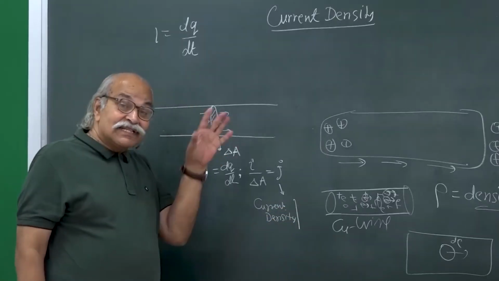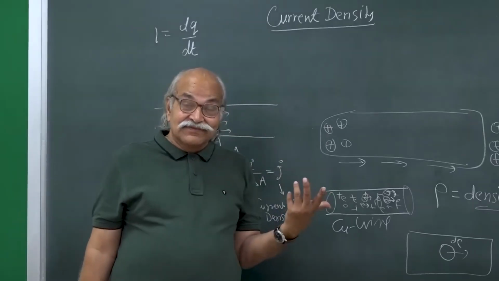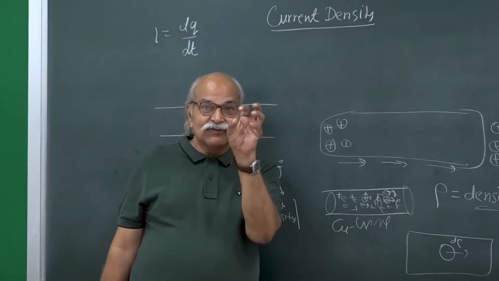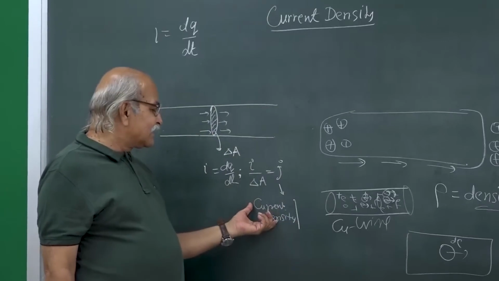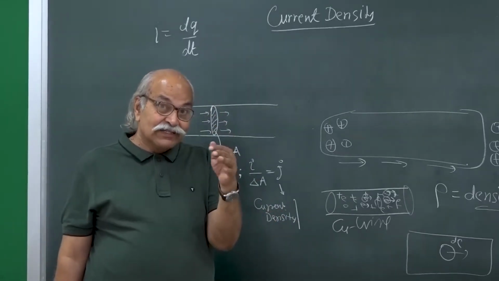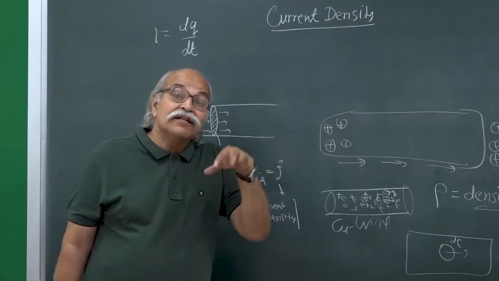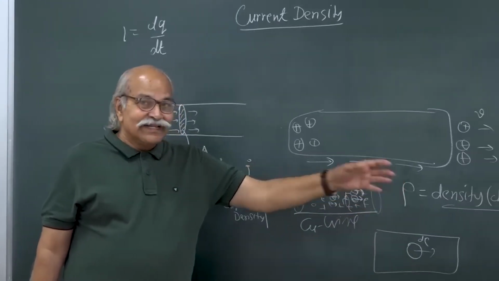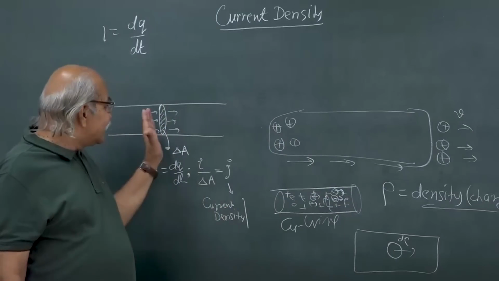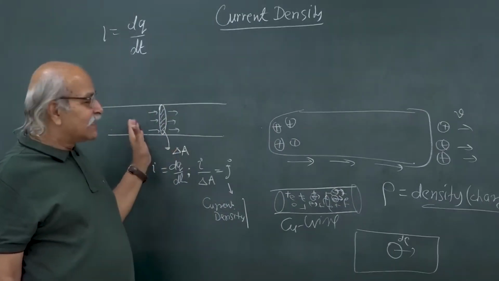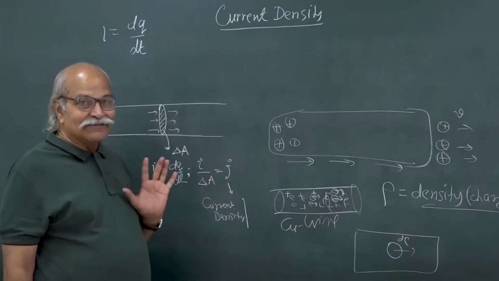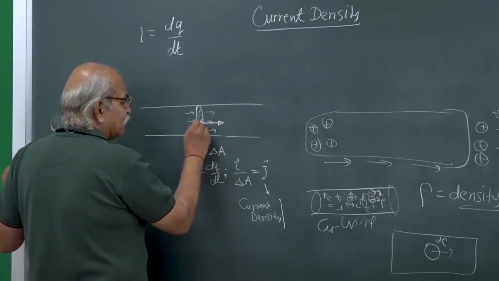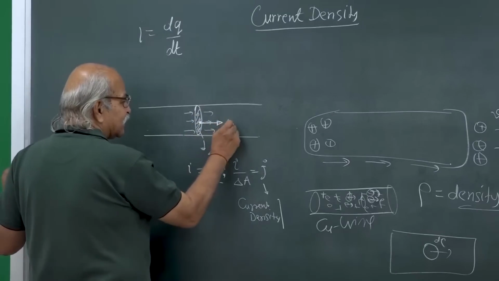So the word density is coming with different meanings. When we say charge density, we talk of a volume: how much charge is contained per unit volume. When I talk of current density, it is how much charge is crossing per unit time, per unit area of the cross section. So the current crossing divided by this delta A, that is J. And I hope you are aware of this vector: if this is an area, you can define an area vector.